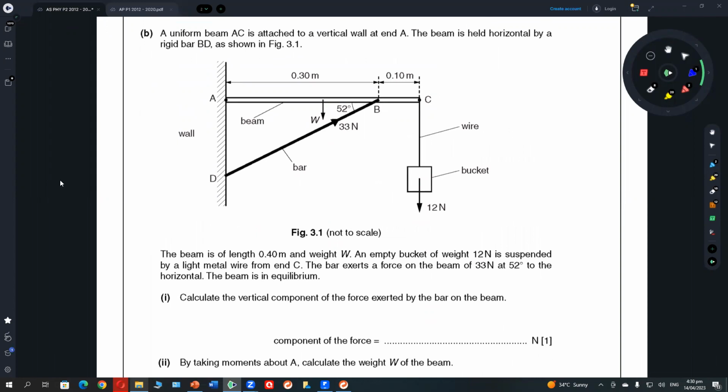A uniform beam AC is attached to a vertical wall at end A. The beam is held horizontal by a rigid bar BQ.